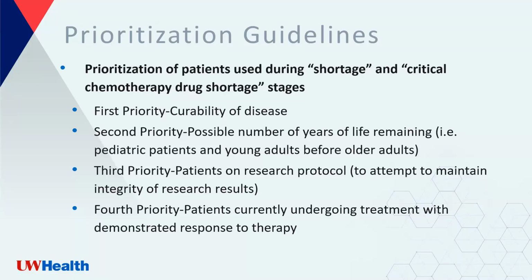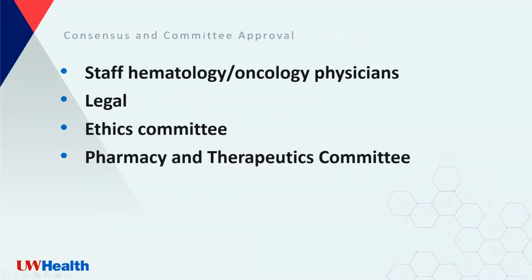And while we were developing these guidelines, we did have ethics sit in on our meetings, as well as legal from the institution and others. We also thought it was best to have a transparent system if we ever did have to get to the point of allocating drug. So the consensus and committee approval came from, we took it to the faculty meeting. Of course, we took it to legal. We actually took it after ethics consulted for us. We took it to the ethics committee of the institution. And finally, we took it to Pharmacy and Therapeutics Committee, and from there up to the medical board to get approval for this drug shortage allocation plan.